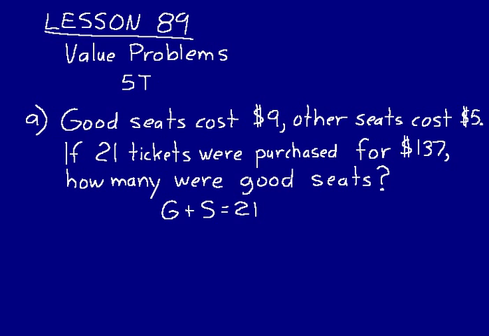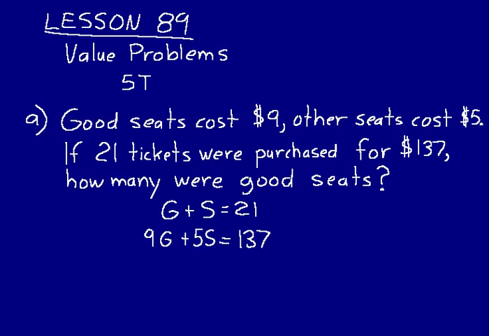Now let's do the value equation. The good seats cost $9, so that would be 9G, and then the other seats cost $5, so that would be plus 5S, and they totaled up to 137. And all of our units are in dollars here, so we don't need to change any decimal places or anything, because all the units are in dollars already.